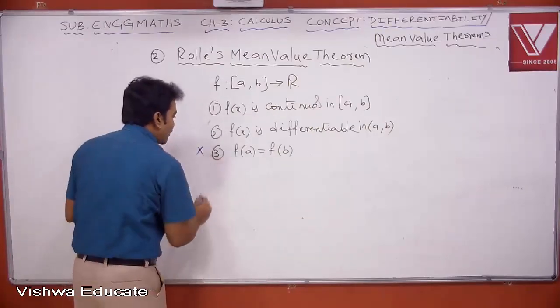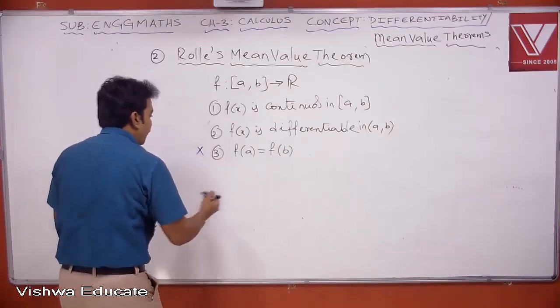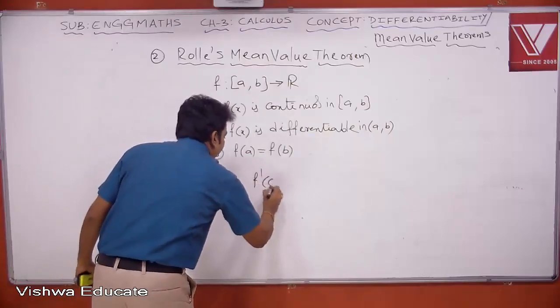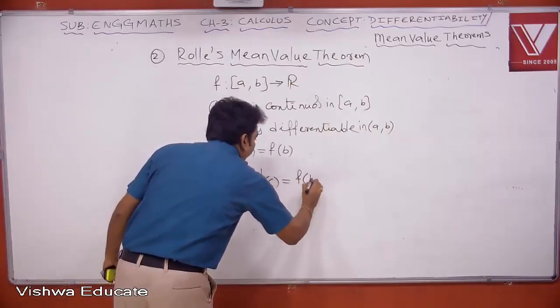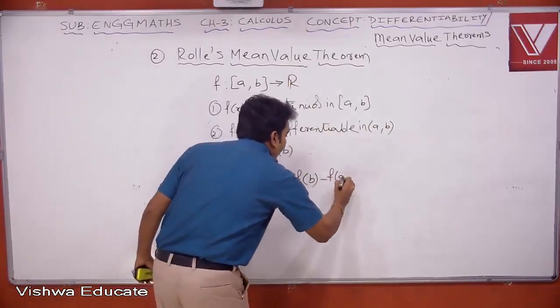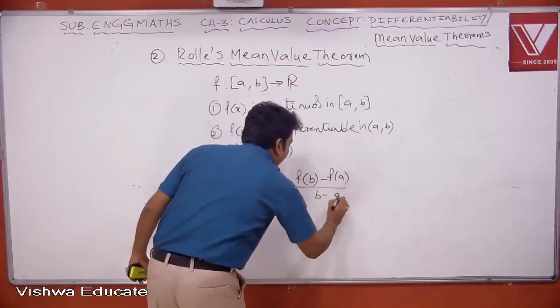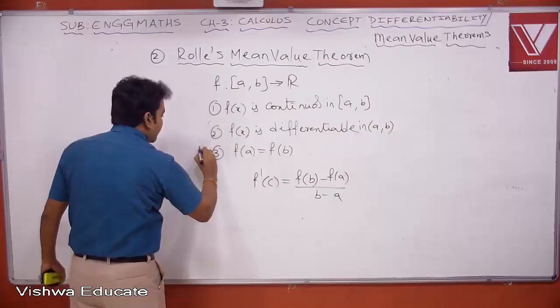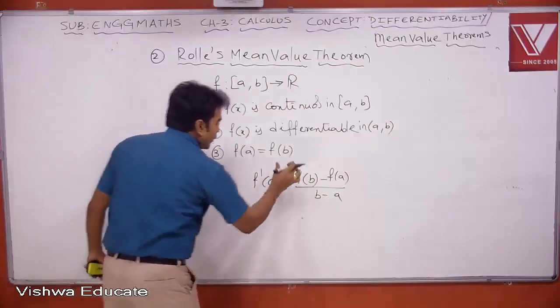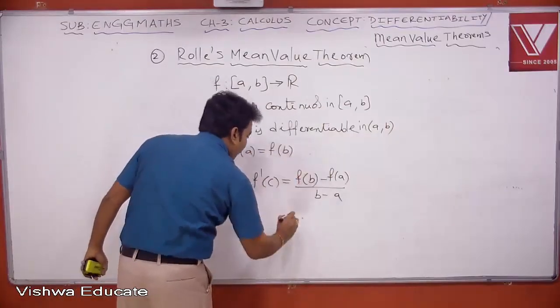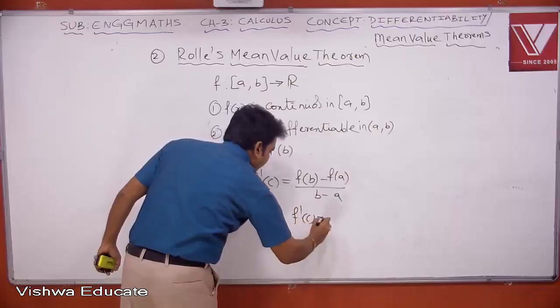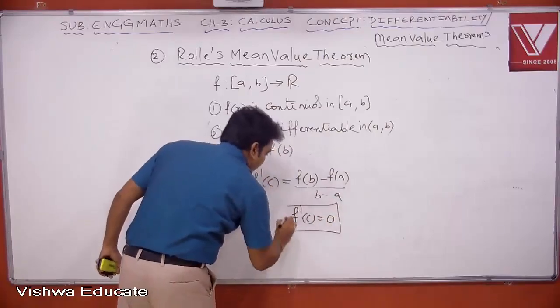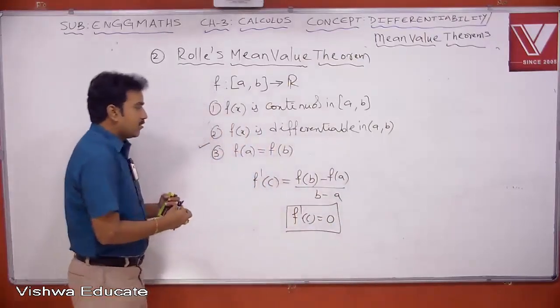So if I don't have this condition, what will be my f dash of c? My f dash of c equals f of b minus f of a divided by b minus a. But in case of Rolle's mean value theorem, we have the condition f of a equal to f of b. So replace f of a by f of b, then you will get f dash of c equal to 0. Therefore, this is the conclusion of Rolle's mean value theorem.